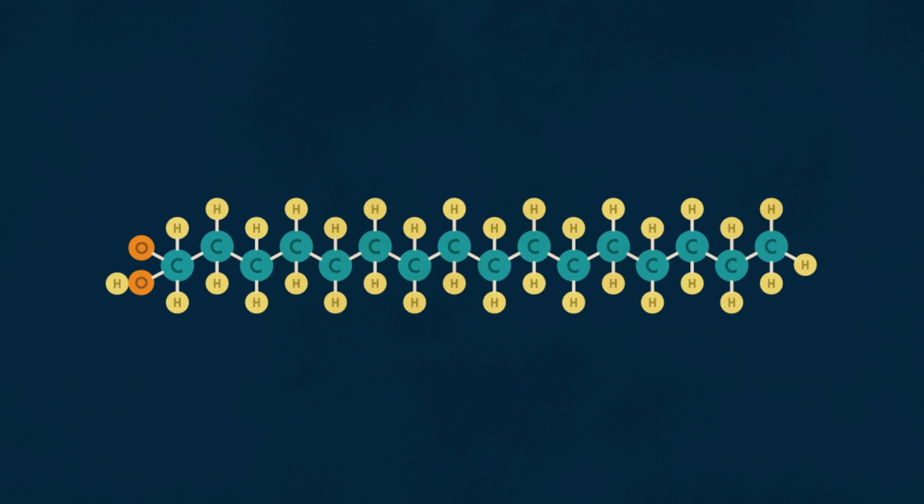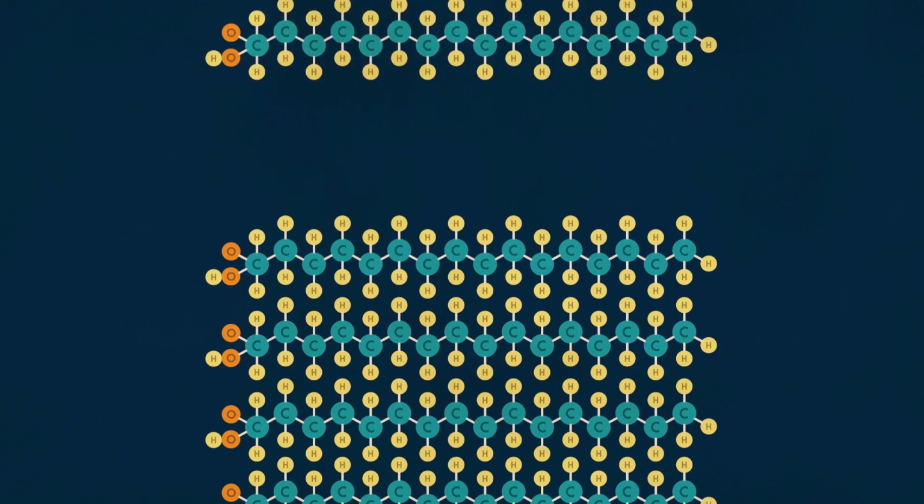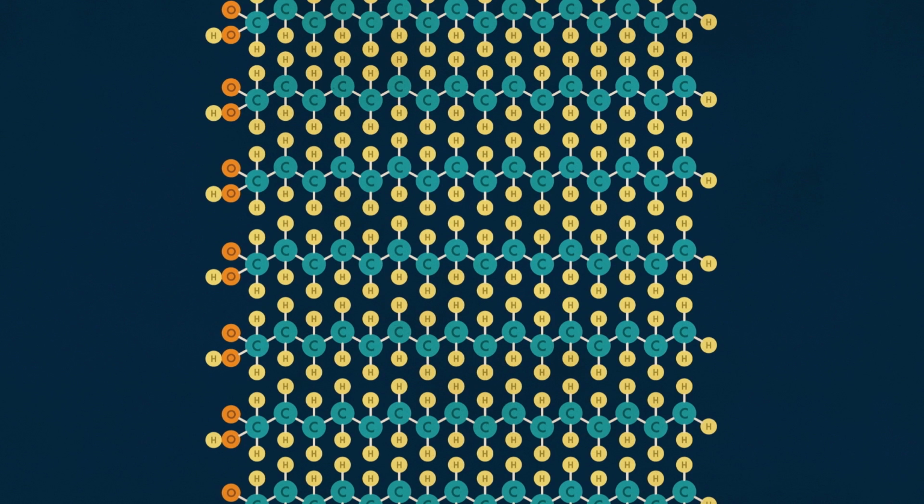That's why we call it a saturated fat. And it's also why saturated fats are solid at room temperature. If you throw a bunch of chains like this together, they're likely to stack rather nicely all by themselves at room temperature. Or in your arteries.